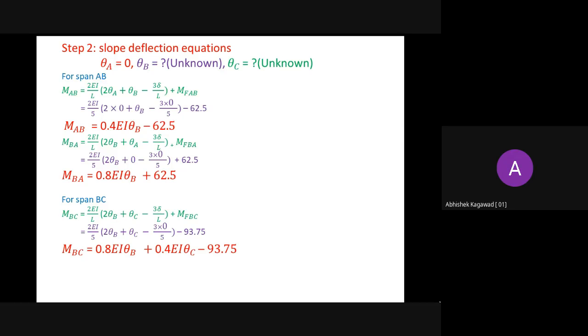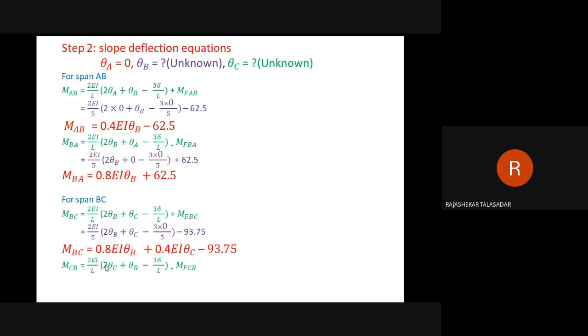MBC, you know that? 2 EI by L, good. Into 2 theta C plus theta B minus 3 delta by L, right? Plus MFCB. MFCB, very good. Just you have to interchange the letters. Okay, look at this now.